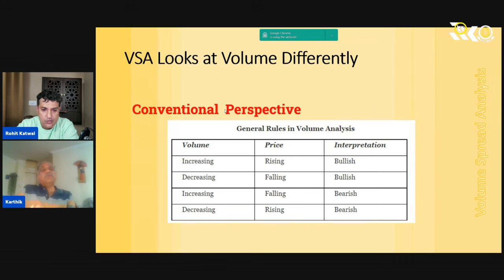Now, if you look at VSA, it looks at volume very differently from the conventional perspective. In the conventional rules, if the volume is increasing and the price is also rising, it is supposed to be bullish. But in VSA, it need not be. So we'll look at it later. And similarly, a decreasing volume and a falling price is again bullish. An increasing volume with the prices falling is bearish, and decreasing volume with the rising price is again bearish. So these are the general perspectives we have for volume, the conventional one. But we will look at how VSA looks at volume differently.